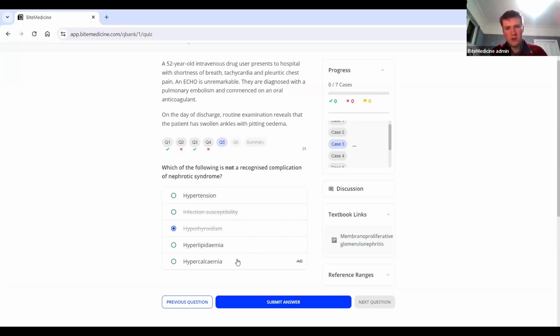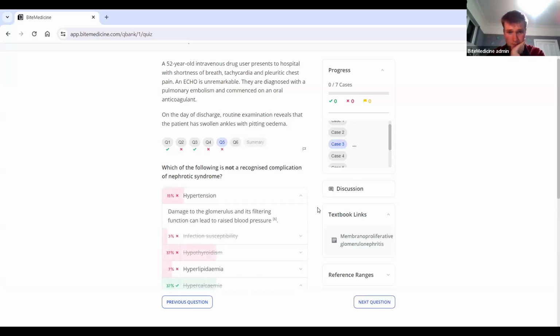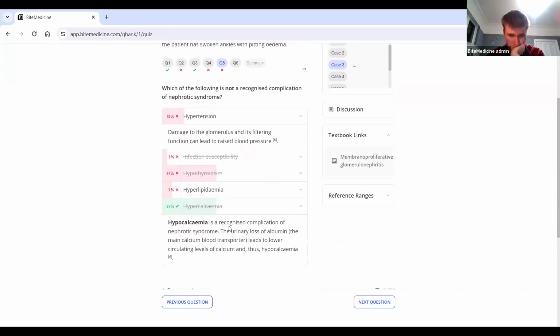So I'm ditching that one, ditching that one. If you lose albumin, albumin's a carrier of calcium. If you lose your albumin, you should have a raised calcium. So that fits. So that's not. Which of these is not? Oh boy. Well, should we go with hypertension and C? Down to 2. Got to roll the dice. Oh no. Okay.